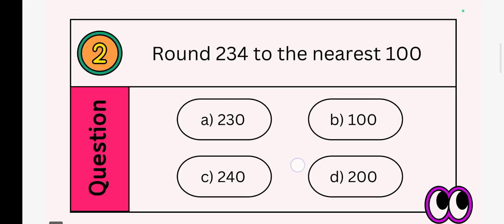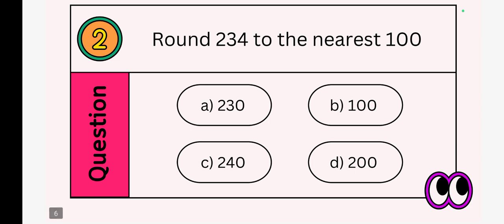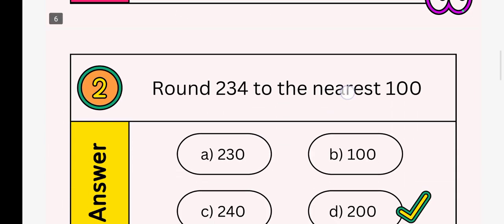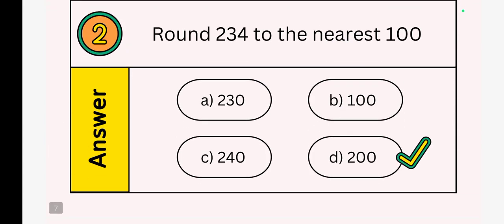Fine. Now we will round off 234 to the nearest hundreds. So in this you can see that nearest to hundreds, so that can't be 230 or 240, but it will be either 100 or 200. So 234 cannot be near to 100, but it can be near to 200. So our right answer will be 200.